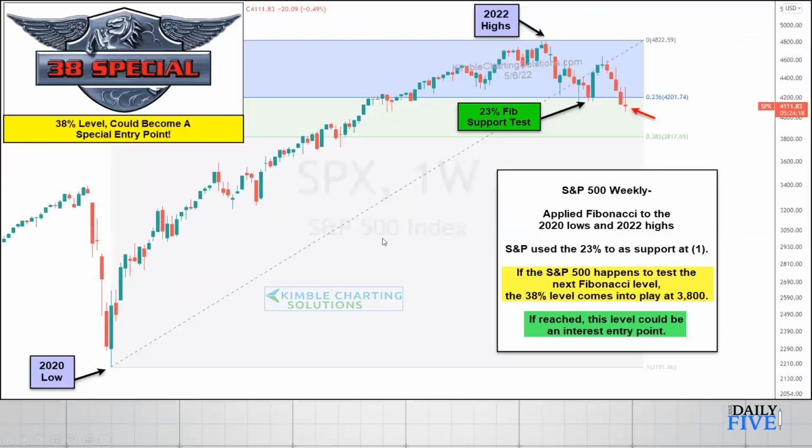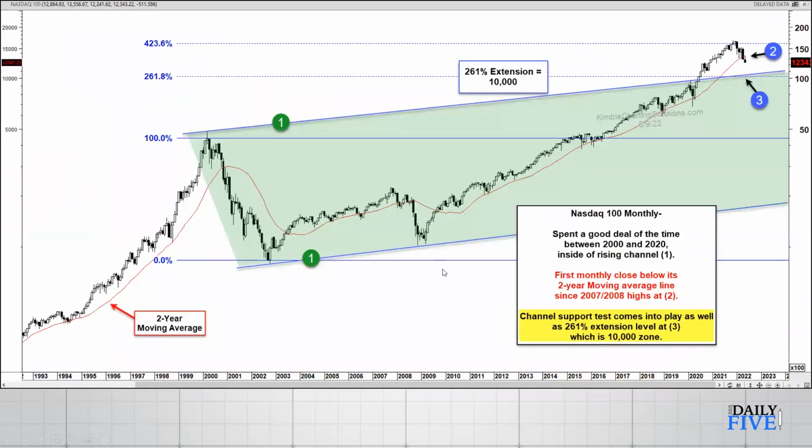One of our targets from a Fibonacci perspective is what I want to call 38 at 38. We took the 2020 lows of COVID, the 2022 highs, and you can see that the 23% retracement level was support, but now we've taken that out. So one of the entry points that we're looking at will be the 3,800 level in the S&P, which is the 38% retracement level. So it's kind of odd how those two matched up, and just FYI, the 50% retracement level comes in at 3,400.